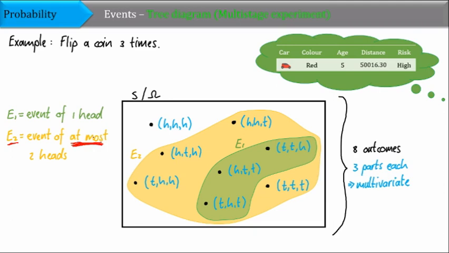If I'm interested in event E2, which is the event of at most two heads, okay, then at most means two heads, one head, no head. So I'll identify all the outcomes with two heads, one head, and no head. So here I have 2, 2, and 2. Here I have 1, and here I have none. Now you'll notice that event E1 is contained inside of event E2, and we have notation for that. It is the intersection and union sign lying on its side. It means that E1 is a subset of E2. In other words, E1 is inside of E2.